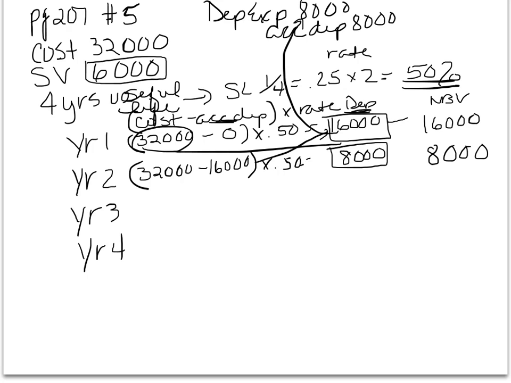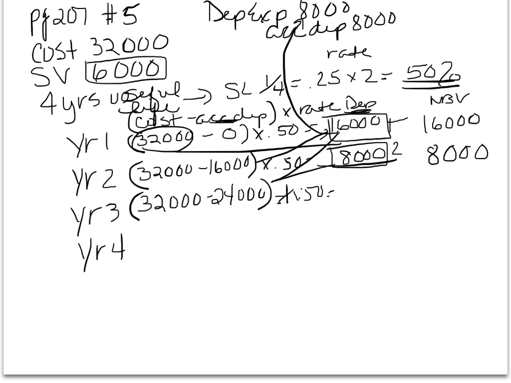Okay? The third year depreciation, if we were to calculate this out, would be $32,000 minus $24,000, because now the accumulated depreciation is year 1 plus year 2, which equals $24,000, times 50%, which in our case would equal more than what would be allowable. So in this case, this would be 8,000 times 50%, which would give us $4,000 of depreciation.